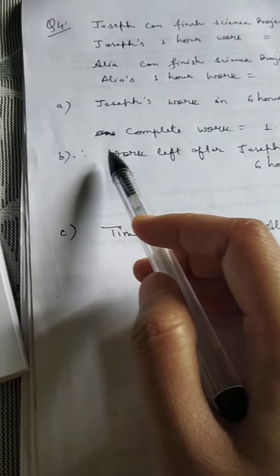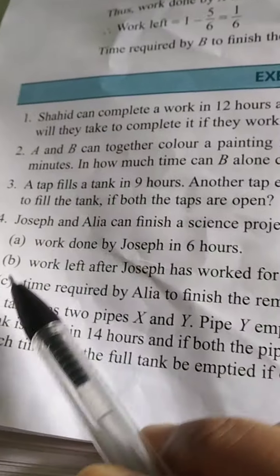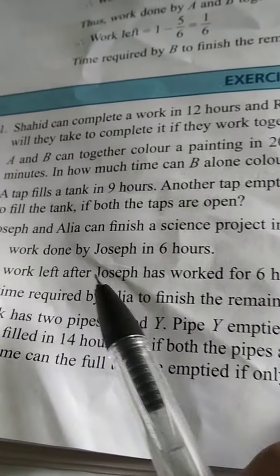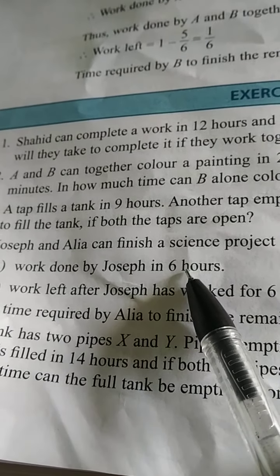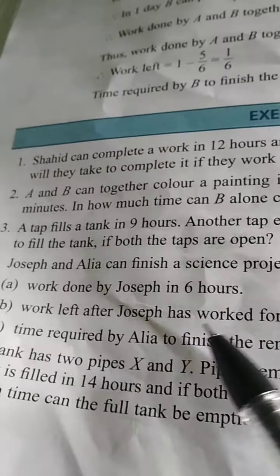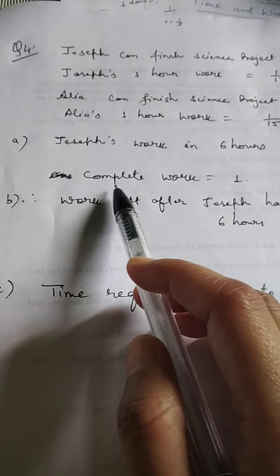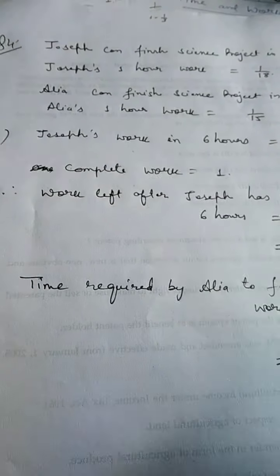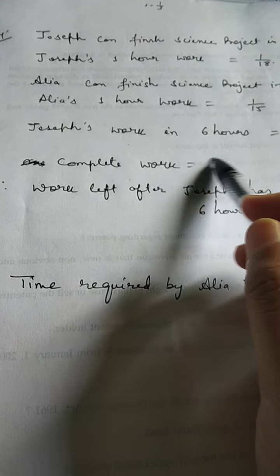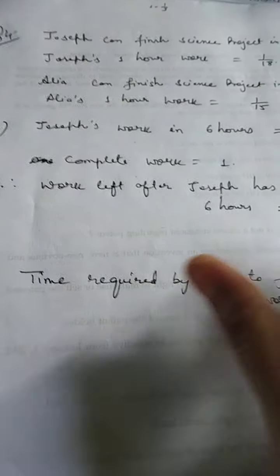Now next question is work left after Joseph has worked for 6 hours. Means if Joseph has completed the work in 6 hours, then how much work is left to be completed? You have to find out. So in this case you will take the complete work as 1, means one complete work you will take as 1. This is the work, full complete work.